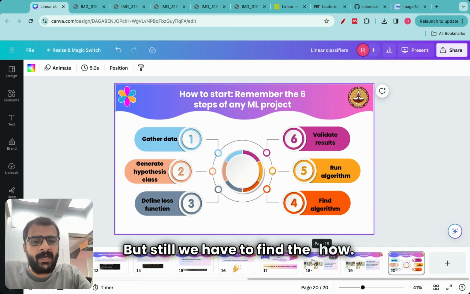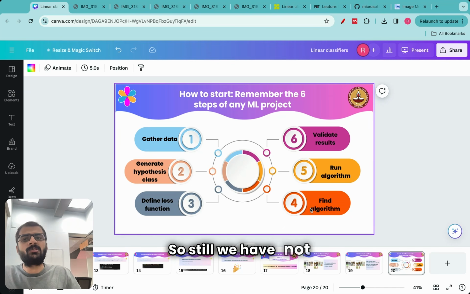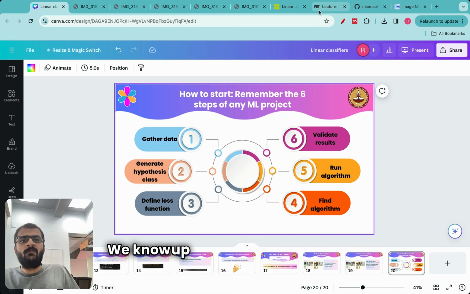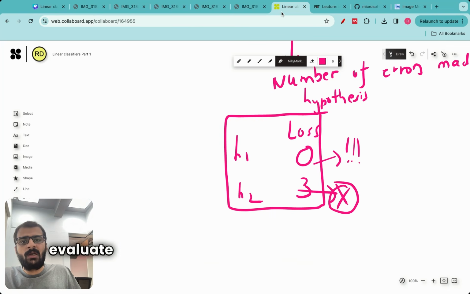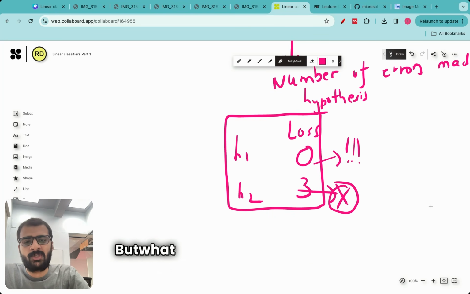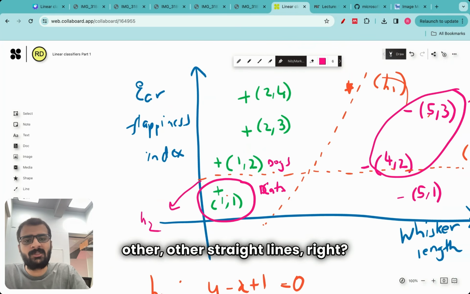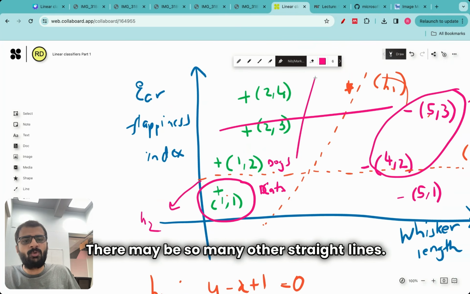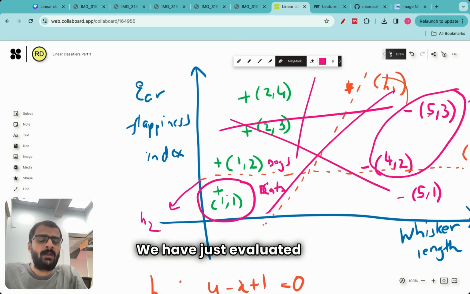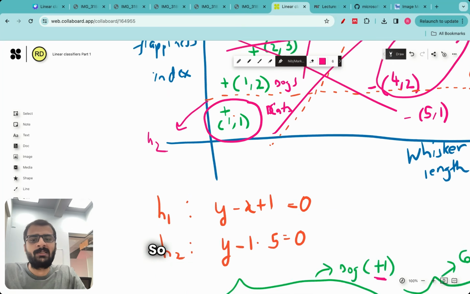But still we have to find how do we find the best possible algorithm? So still we have not essentially defined the algorithm, right? Up till now we learned how to evaluate between two hypotheses H1 and H2. But what about other hypotheses? There may be so many other straight lines, right? How do we find the best possible one? We have just evaluated one. There must be so many other straight lines.